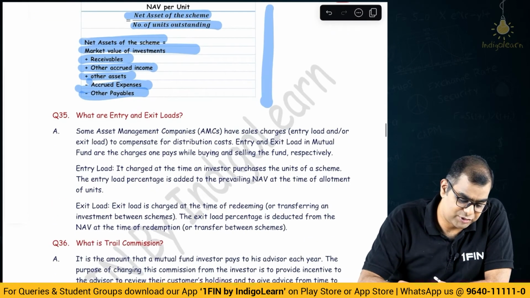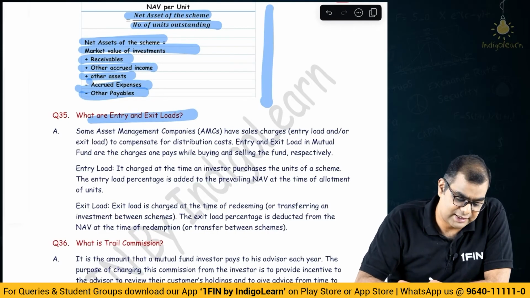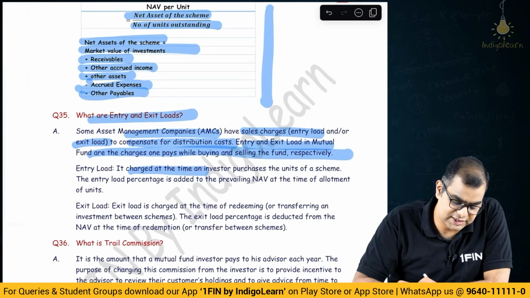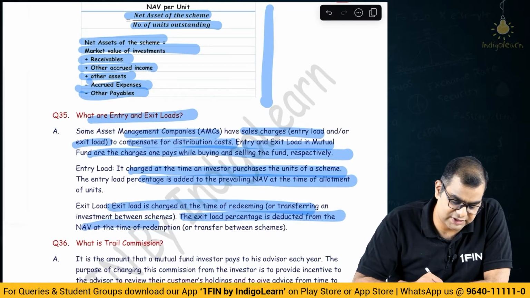Right. Then you have something called entry and exit loads. What are these? Some asset management companies have sales charges, entry load or exit load, to compensate for distribution costs. Entry and exit loads in mutual funds are charges one pays while buying and selling the fund. Entry load is charged at the time an investor purchases units of a scheme. It is a percentage added to the prevailing NAV at the time of allotment. Exit load is charged at the time of redemption. The exit load is deducted from the NAV at the time of redemption.